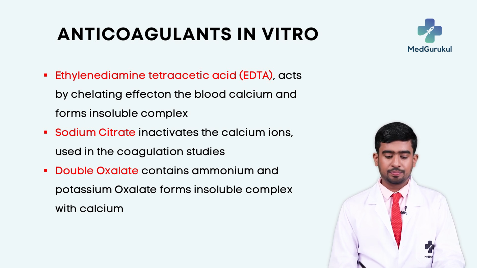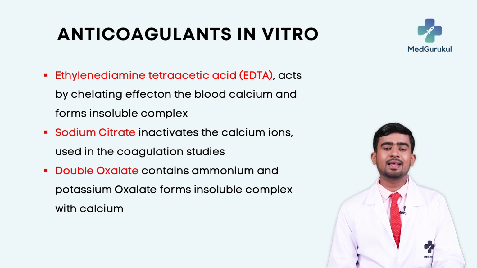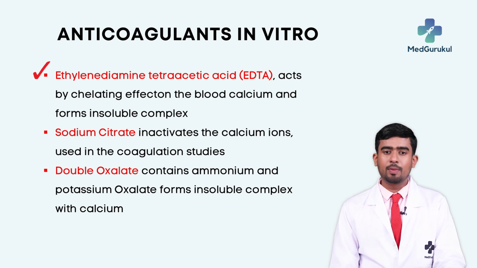First, we will see the anticoagulants which are used in the laboratory, that is to prevent the coagulation or clotting of the collected blood for laboratory analysis. So, the various anticoagulant substances which are used are ethylene diamine tetraacetic acid, commonly known as EDTA. The mechanism of action of EDTA is that it binds to calcium and forms an insoluble complex with ionic calcium, so that the calcium is removed from the blood.